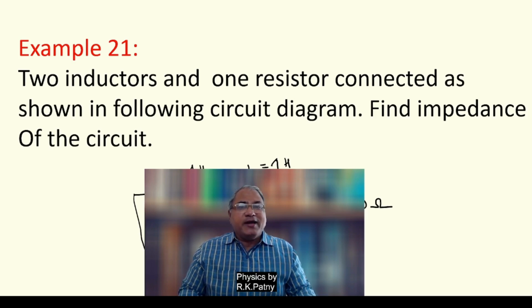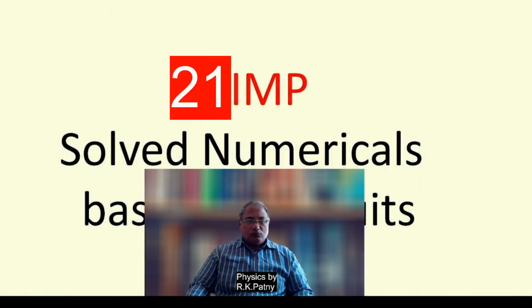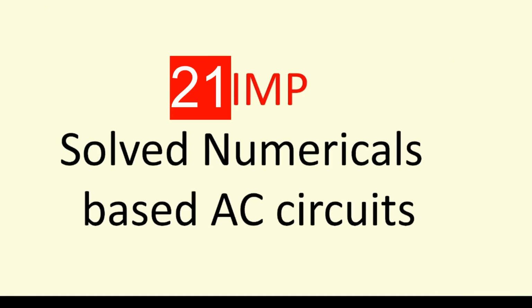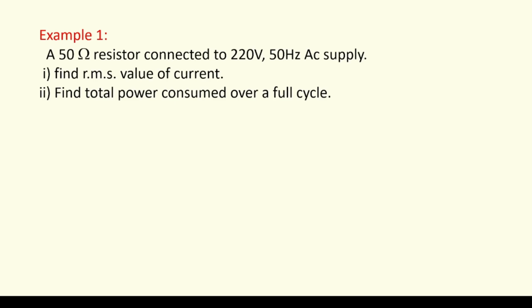Problems on alternating current. 21 important problems. Example number 1. A 50 ohms resistor connected to 220 volts 50 Hz AC supply. Find RMS value of current. Find total power consumed over a full cycle.